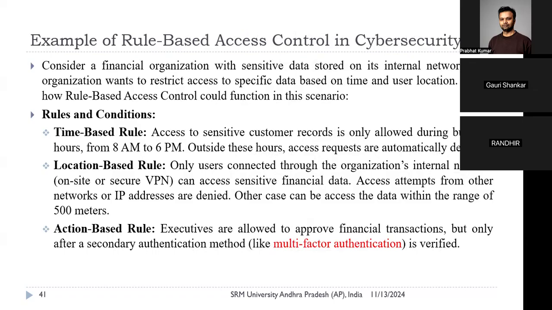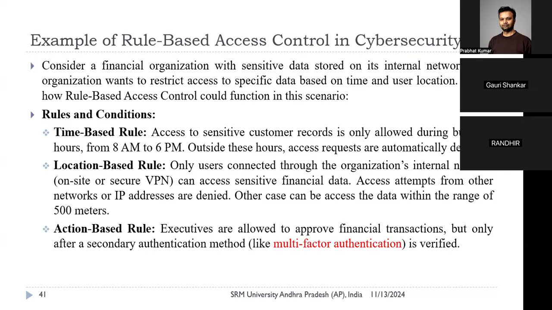Like a rule and condition written as a time-based rule: 8 a.m. to 6 p.m., if anybody is trying to access the information, you can access, otherwise no. Location-based: if a private internal network on-site or secure VPN is used, then it can be accessed, otherwise it can be denied. Within the range of 500 meters. So all these location-based or network-based rules will be set.